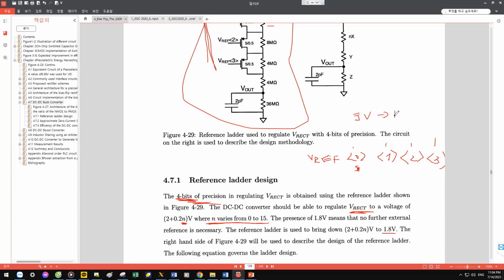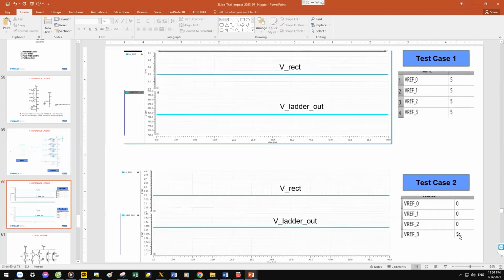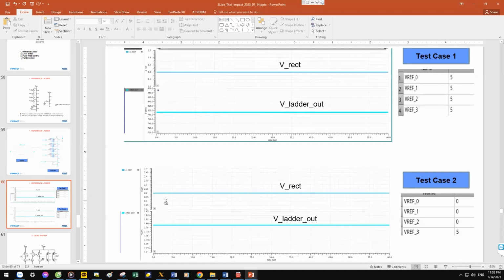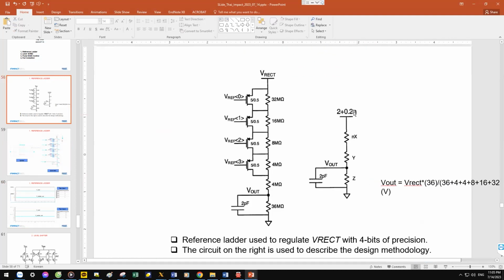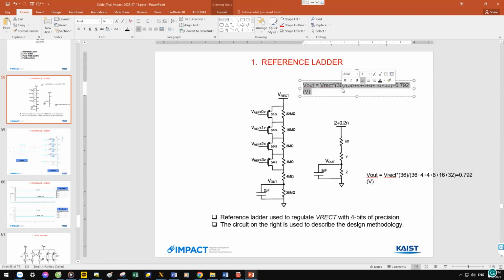See that bit is in here. 5 volt here is 2.2. So here you have VREF is 2.2, right? Yes, 2.2. Here 2.2 means N is 1, right? N is 1. Okay. So we have N is 1.